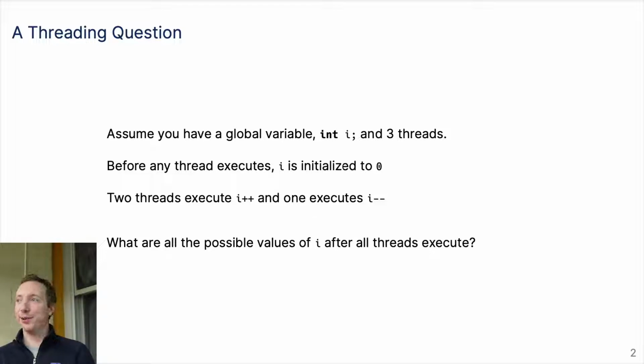All right, so is it possible that I is 1 at the end of this? Yeah, which is what you would expect if you just had a single thread. So 0 to 1, 2, then down to 1. Could it be 2 at the end of this? Could it be 0 at the end of this? Could it be -1 at the end of this? Yes?